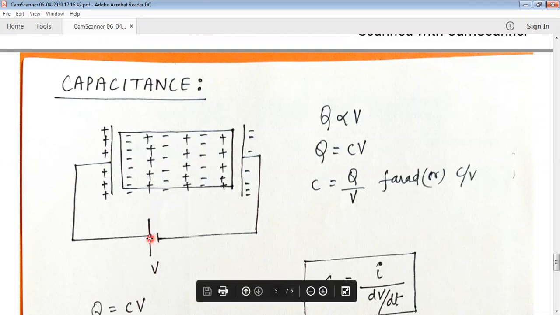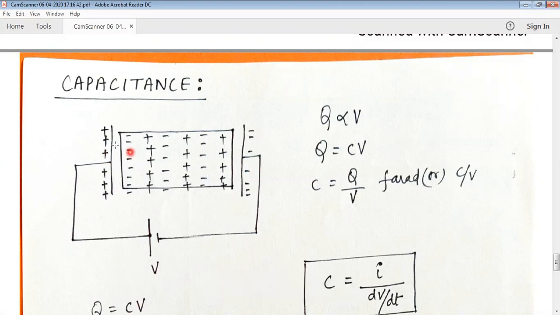So if the positive terminal is applied to this plate and the negative terminal is applied to this plate, and this is your dielectric material, then because of this positive plate, negative charge will be induced here. Similarly, near the positive charge, negative charge will be induced in the dielectric, and near the negative charge, positive charge will be induced.